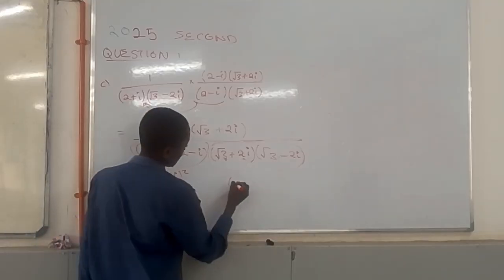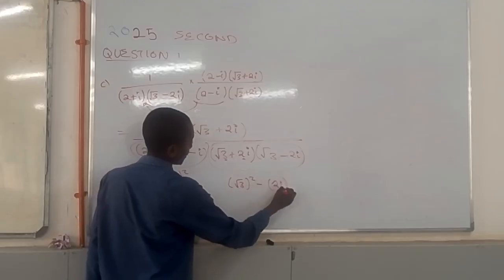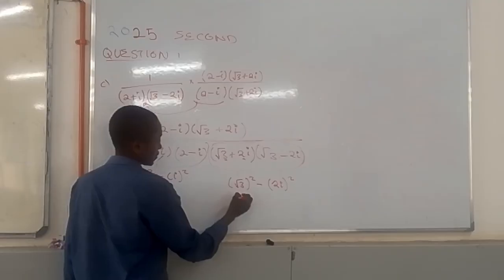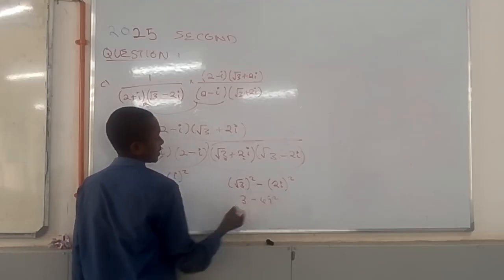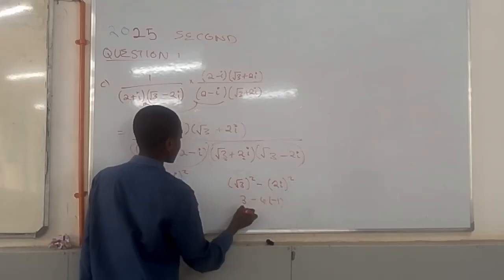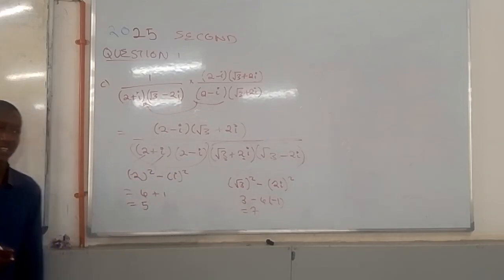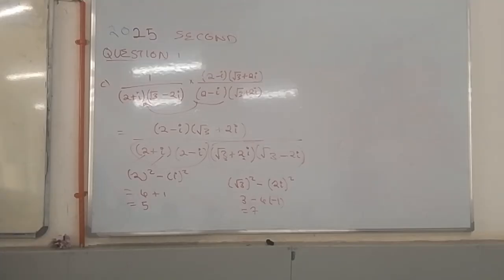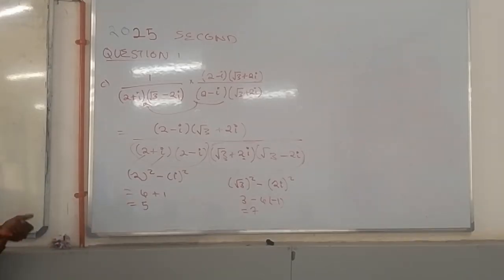When you come here, it will be root 3 squared minus 2I in brackets squared. This will give you 3 minus 4I squared. But we know I squared is negative 1, so it becomes plus. This will give you 7. So that's where I was getting that 35. If you start manually, you don't have time for that.